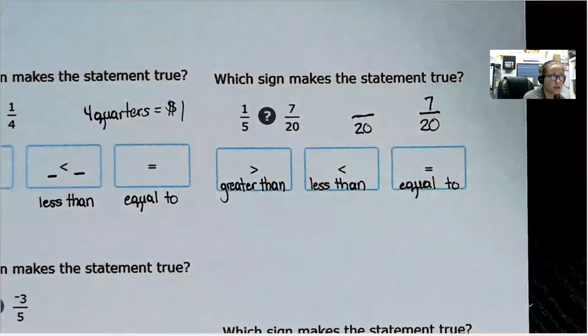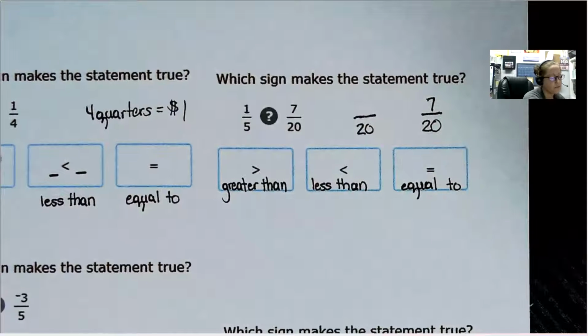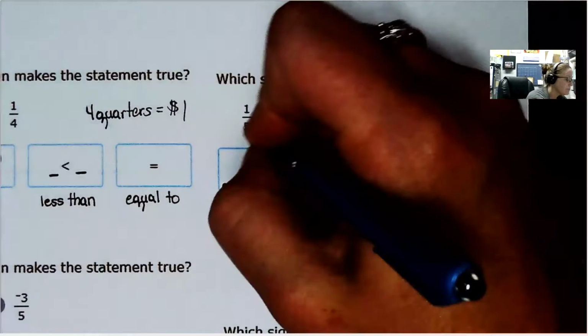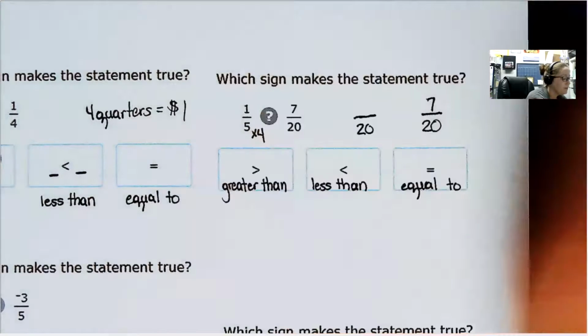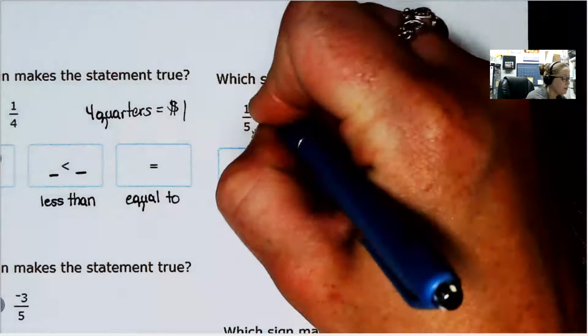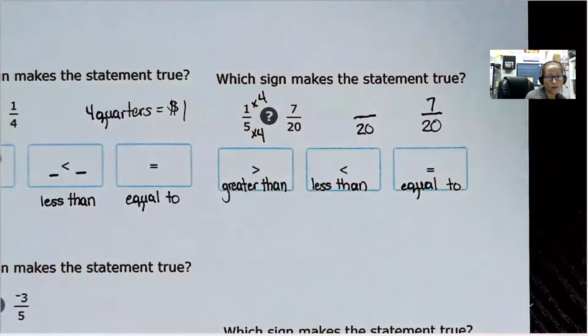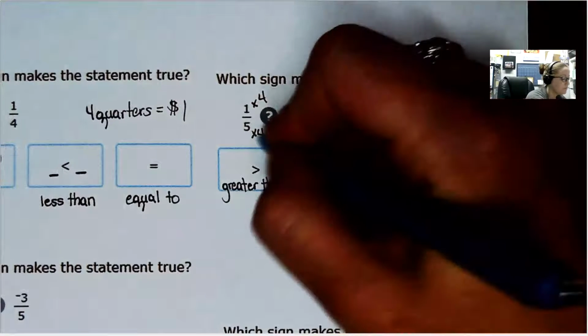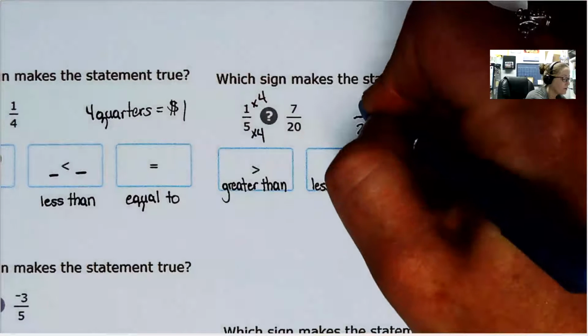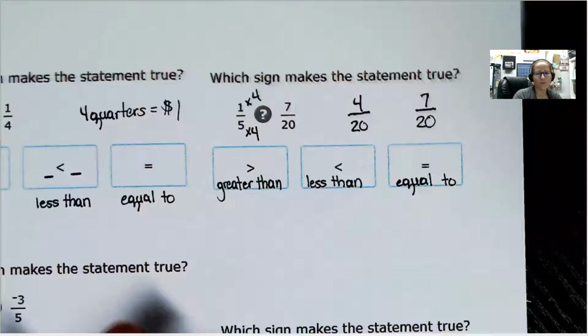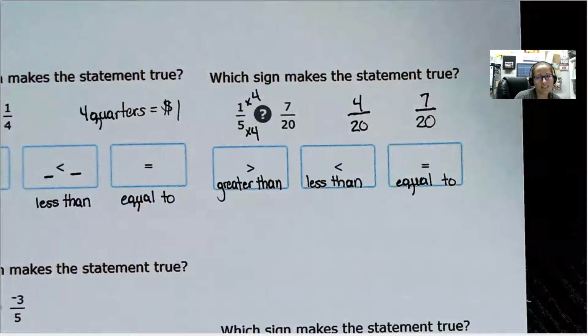5 times 2 is 10, 5 times 3 is 15, 5 times 4 gives us 20, which means we have to multiply the numerator by 4 as well. 5 times 4 is 20, 1 times 4 is 4. Now this looks much easier to decide which side is bigger. Is it 4/20ths or 7/20ths? We would say that 7/20ths is bigger.